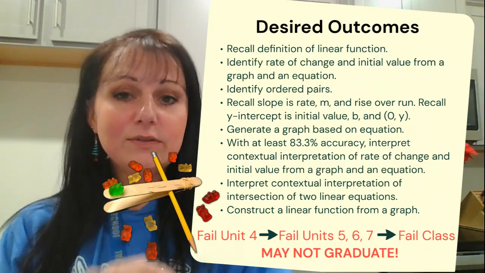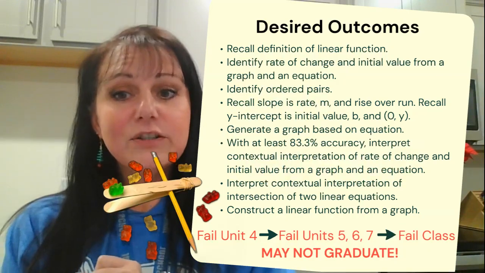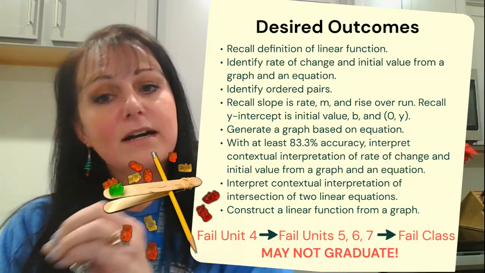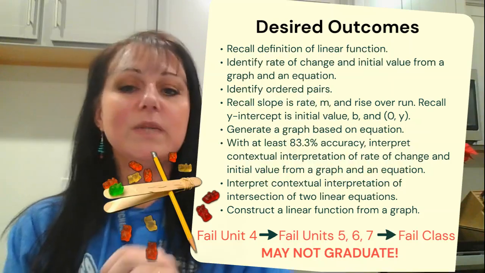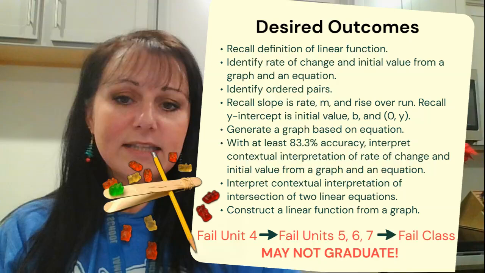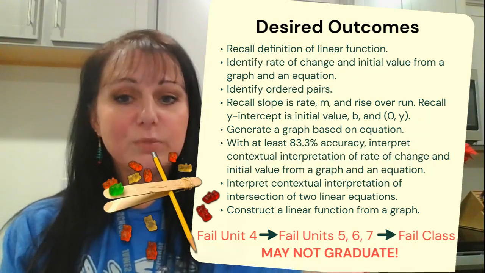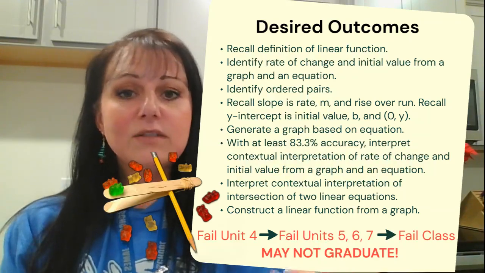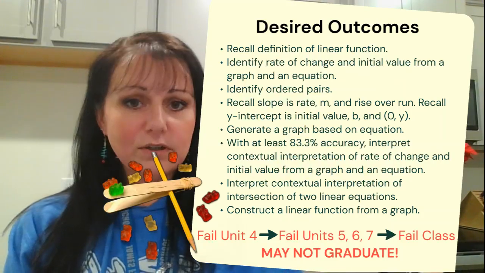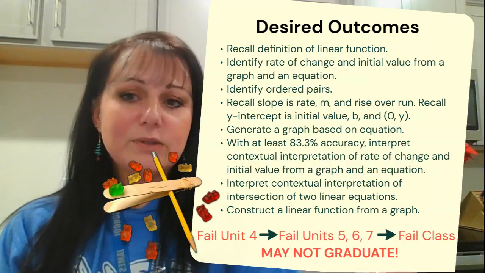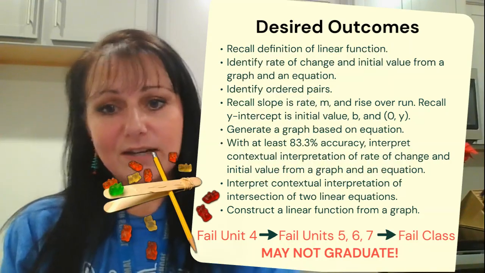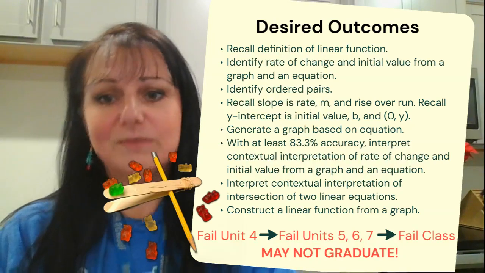Students that fail the Unit 4 test, this is linear functions, are more likely to fail Units 5, 6, and 7. So that's going to be your systems of equations, your quadratic functions, and your exponential functions. All of that takes place in the second semester, which overall is 40% of the student's grade. So if they do not understand linear functions and then they don't understand that whole second half of the semester, it may lead to failing the class, which could possibly lead to them not being able to graduate. So that's why this is super important.